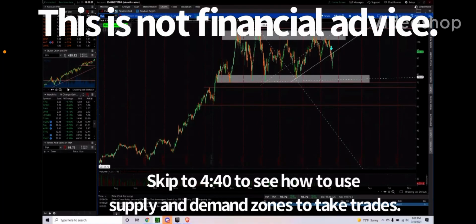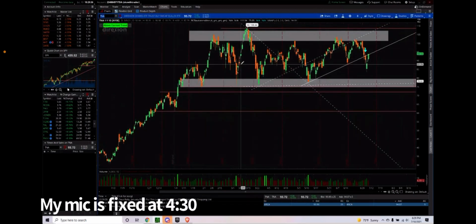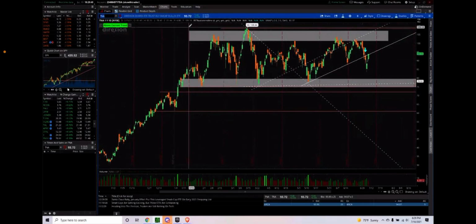Today I'm going to be going over supply and demand zones and how to utilize them. So a demand zone is typically when the stock reaches a certain price and it shoots back up because investors demand the stock. And a supply zone is when investors tend to sell it because they believe it's too high.